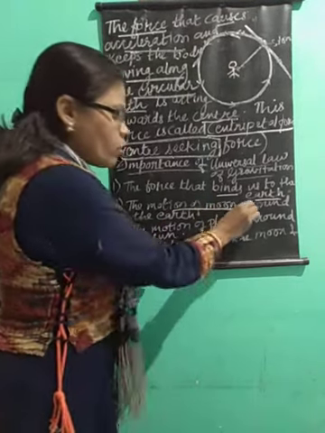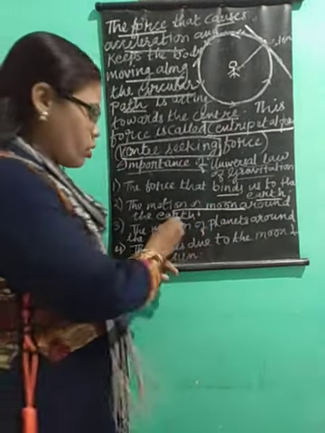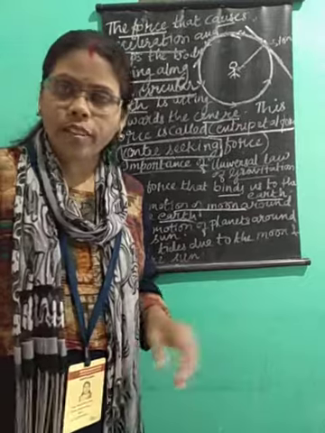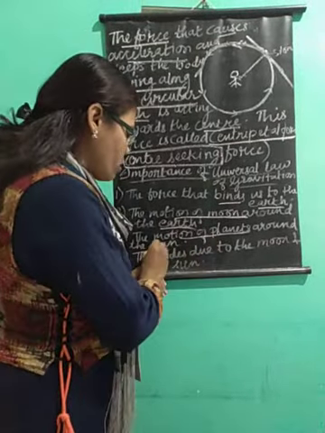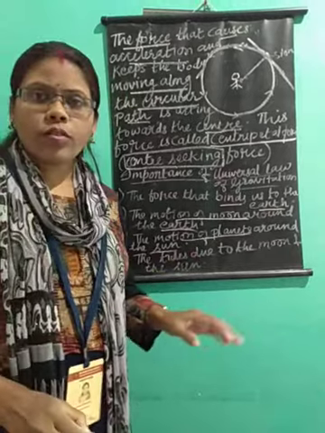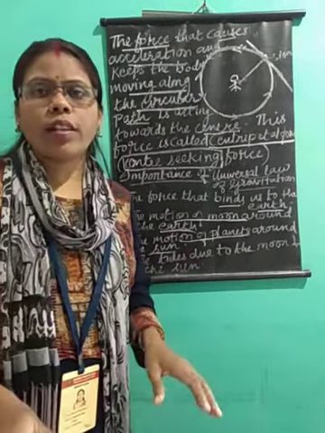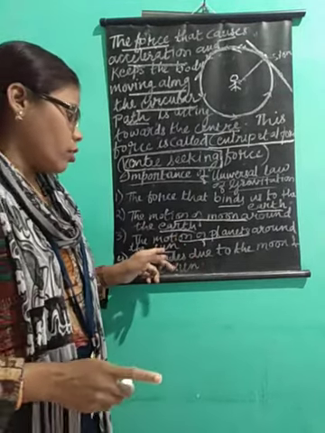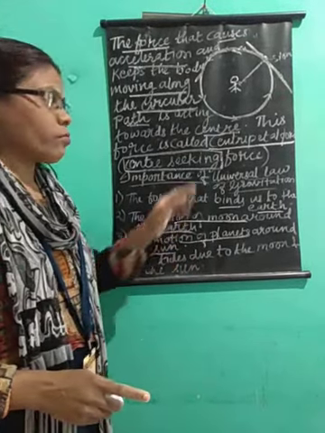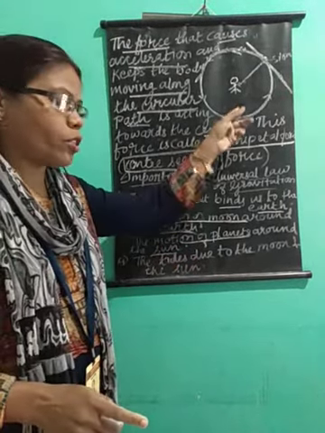Now, the next one is the motion of the moon. I told you, the motion of the moon around the earth is also due to gravitational force. The motion of planets around the sun is also due to gravitational force. If there was no gravitational force, the planets wouldn't have moved around the sun, as I've explained with this activity.